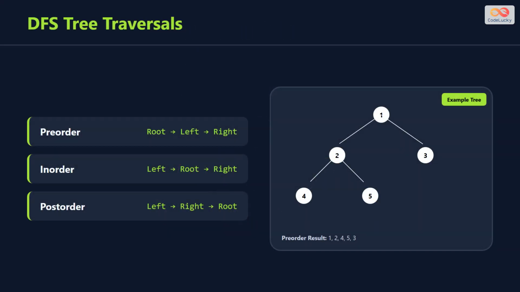To process data in a tree, we traverse it. Depth-first search has 3 main orders. Preorder visits the root, then left, then right. Inorder visits left, then root, then right. Postorder visits left, then right, and finally the root. Each order serves different computational purposes.